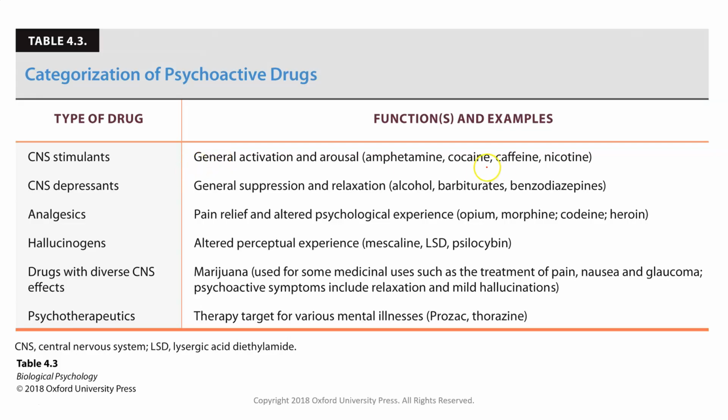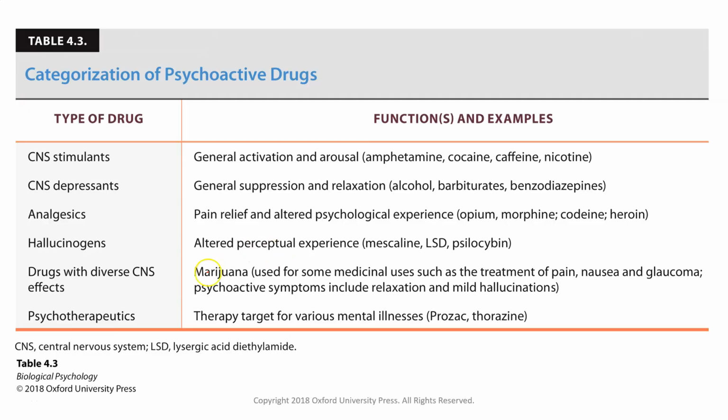So, drugs like amphetamine, cocaine, caffeine, and nicotine are all considered CNS stimulants. They activate, arouse the nervous system. Alcohol, barbiturates, and benzodiazepines are all called CNS depressants because they suppress CNS activity, promoting relaxation. Pain relief can be modified by drugs like opiates, morphine, codeine, and heroin. We can modify perceptual experience using hallucinogens like mescaline, LSD, or psilocybin.